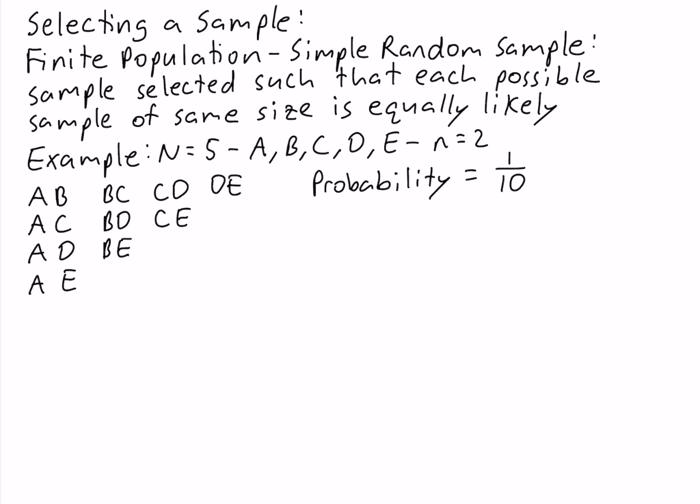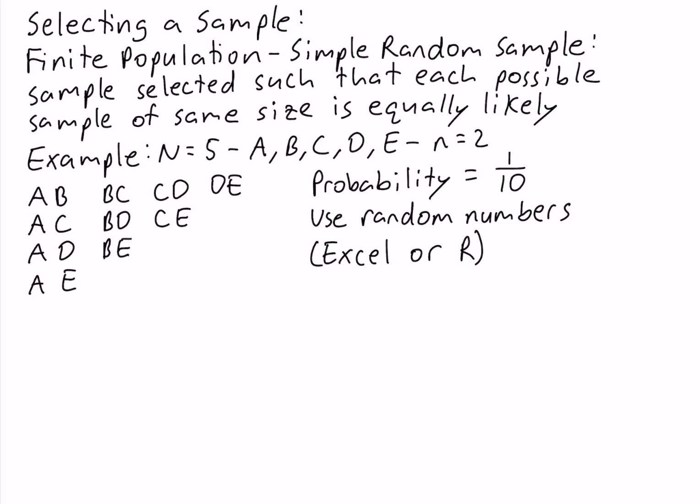Now, how do we select a sample so that each of these samples has a probability of 1 over 10 of being selected? Well, what we can do is we can use random numbers. Using a computer program such as Microsoft Excel or R, we can use a random number generator to generate some random numbers to select our sample. So let's take a look at how this would work.